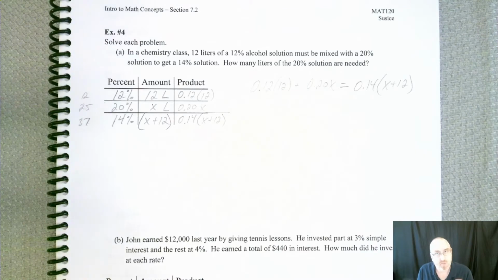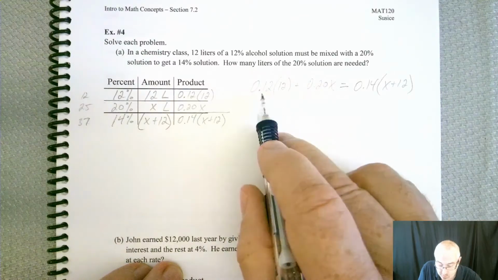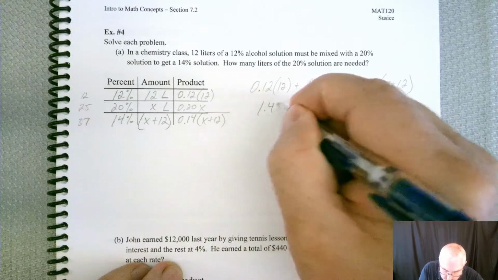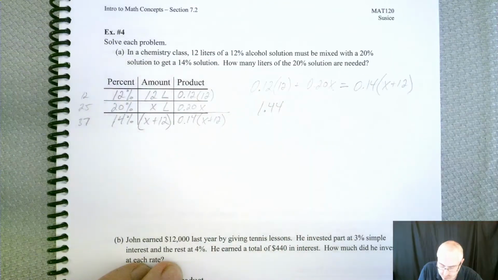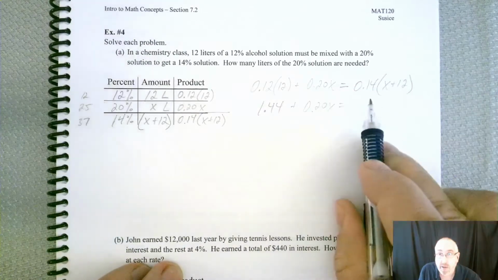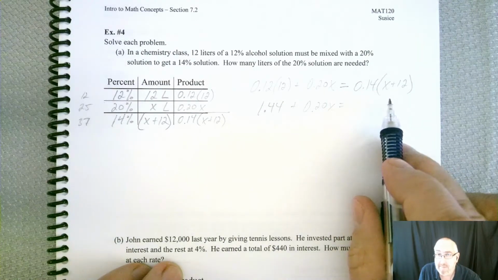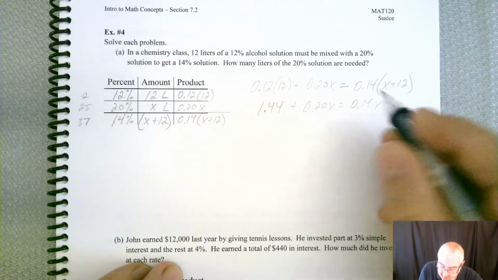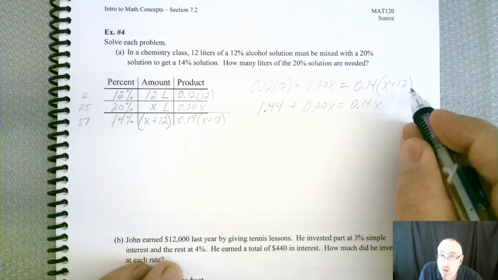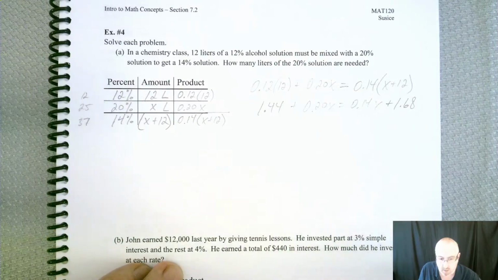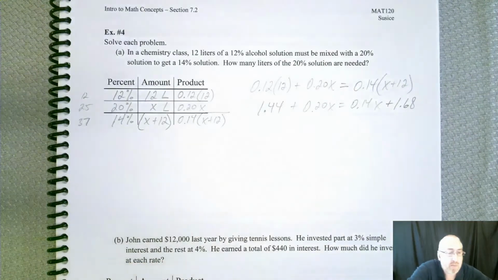So we got to be a little careful with the decimal points and all that stuff, but we can do it. So if we multiply 12 times 0.12, we're going to get 1.44 plus the 0.20x. And now how do we take care of these parentheses again? Yeah, we got to distribute it. So 0.14x and then 0.14 times 12 is 1.68.